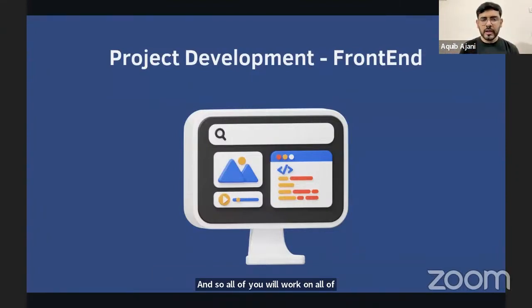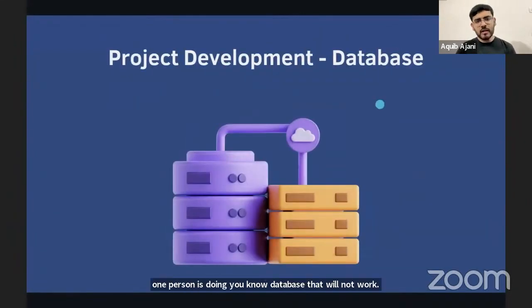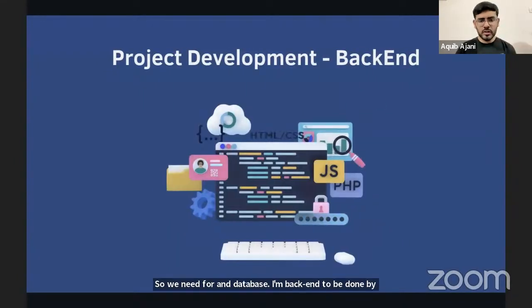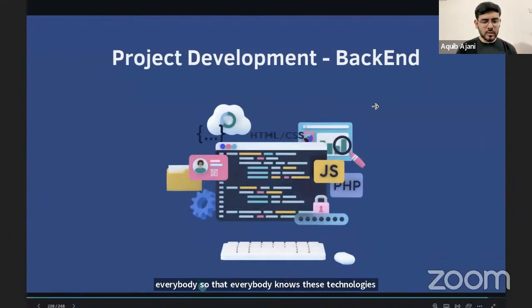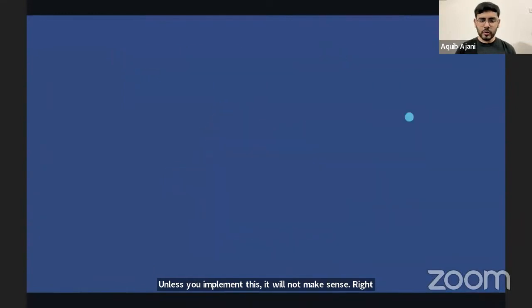It should not be split like this, that only one person is doing front end, one person is doing back end, one person is doing database. That will not work, right? So we need front end, database, and back end to be done by everybody, so that everybody knows these technologies properly. Unless you implement this, it will not make sense, right? So that is how the project is going to be, right?